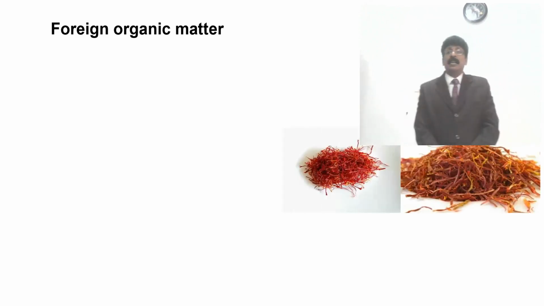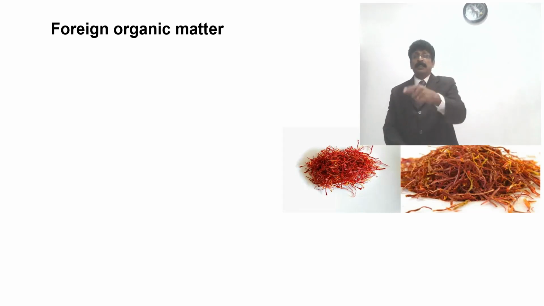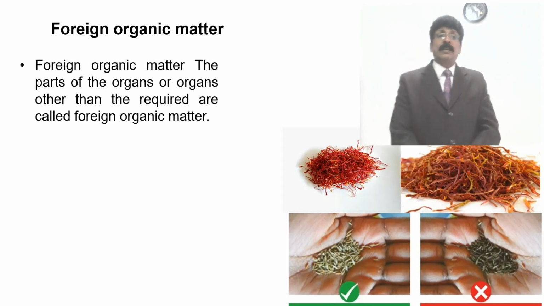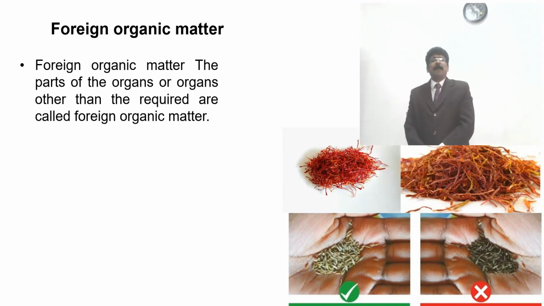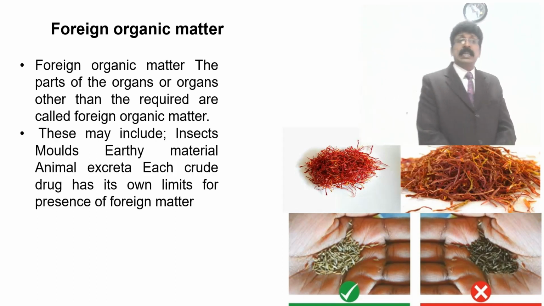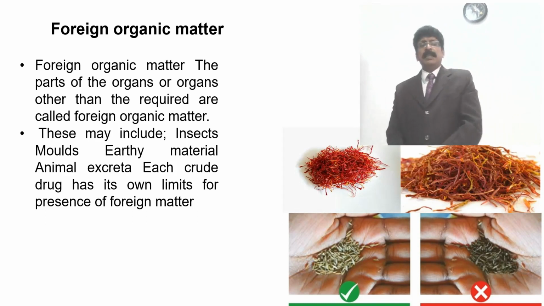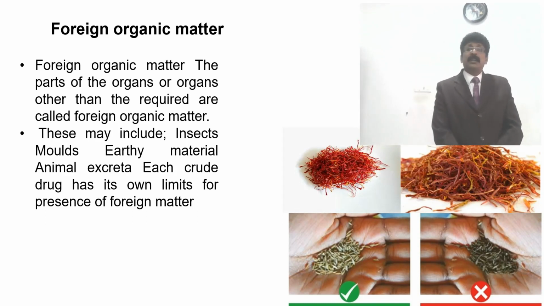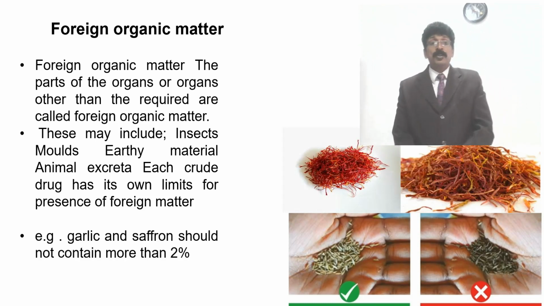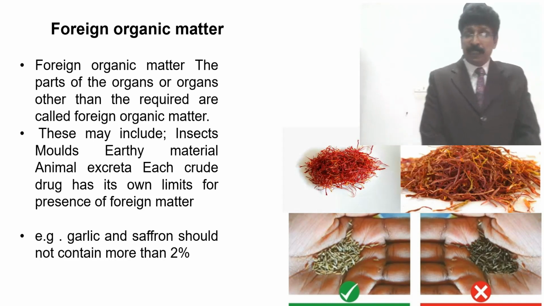Foreign matter evaluation: here you can see pure saffron and impure saffron, and pure and impure, adulterated, material. Foreign matter means particles or organs that are present and required to be identified. Even mold, insects, earthy materials, excreta and many other things can be added as foreign matter to the drug and it can be sold. Garlic and saffron should not have more than 2% foreign matter. So there is an allowed limit, and not more than that should be allowed. Other substances should not be added to the compound as adulterants.